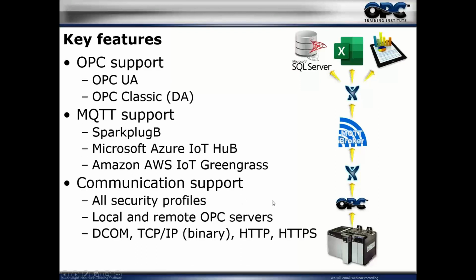As far as communication support, we're talking about all the security profiles for MQTT, which is secure. It's got security built in, or OPC Classic security or OPC UA with security. You can have local and remote OPC servers, or of course, local or remote MQTT brokers, communication by DCOM, TCP/IP, HTTP, or HTTPS. And again, of course, what you want is anytime you have any of these applications in automation, we want them to run as services. It's very, very important that they run as services. So these are the typical requirements.